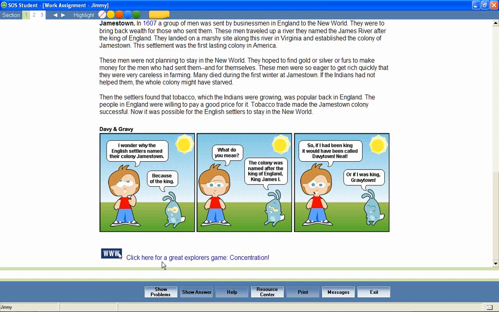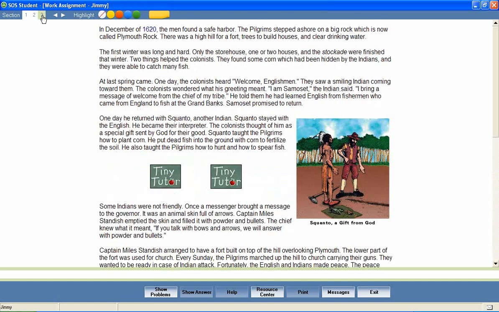After completing the first section of lesson text, the student can continue on to the next section of the lesson, reading the text and utilizing the included multimedia.